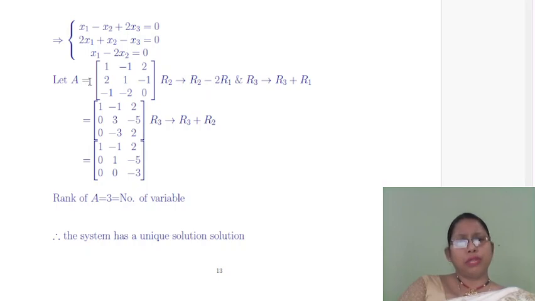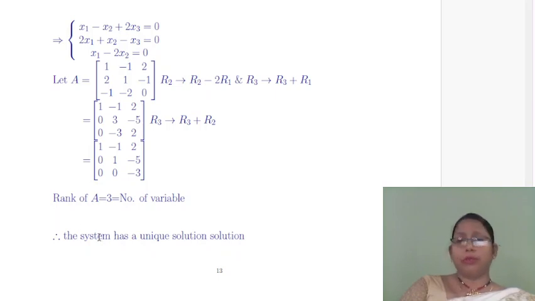First find out the coefficient matrix. Here the coefficients of x1, x2, x3 in the first equation are 1, minus 1, 2. In the second it is 2, 1, minus 1. In the third it is 1, minus 2 and 0. Then with the help of echelon form, find out the rank of this coefficient matrix, which is 3, which is equal to the number of variables.